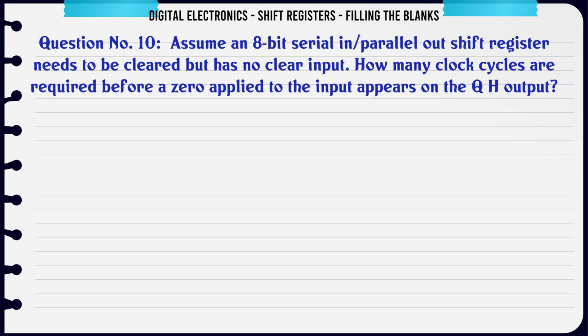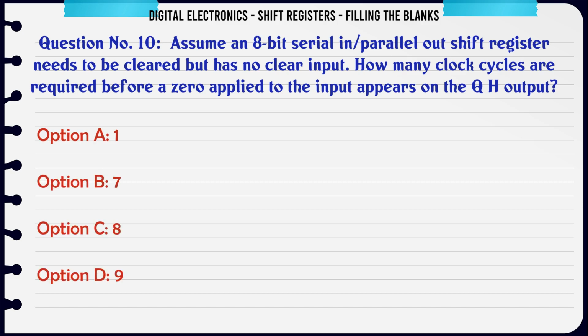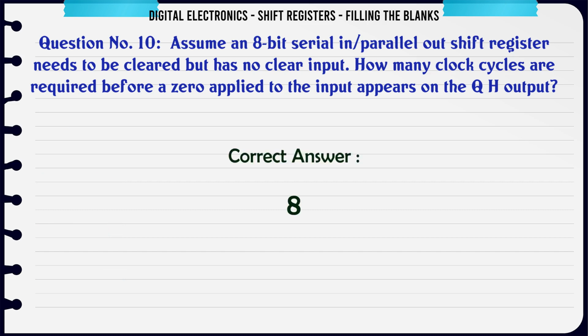Assume an 8-bit serial in parallel out shift register needs to be cleared but has no clear input. How many clock cycles are required before a 0 applied to the input appears on the QH output? A. 1. B. 7. C. 8. D. 9. The correct answer is 8.